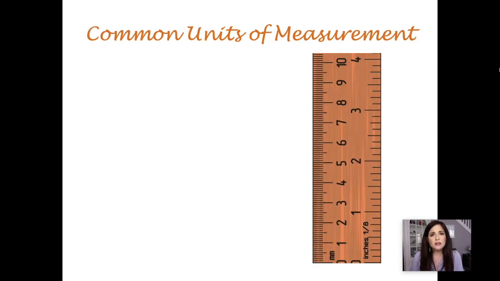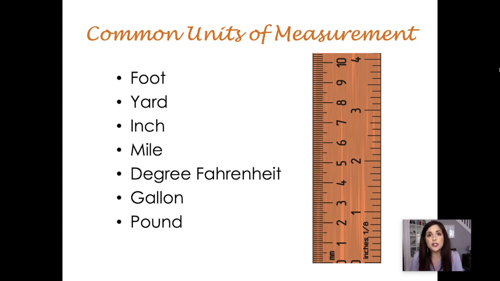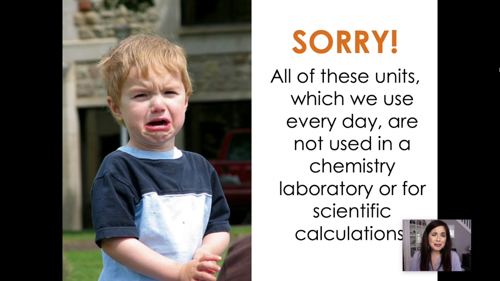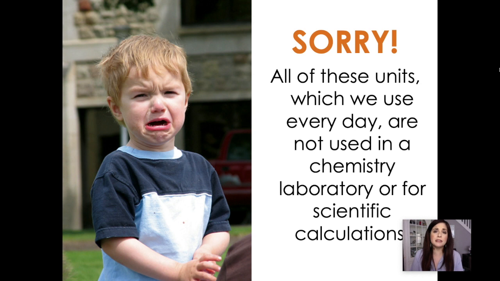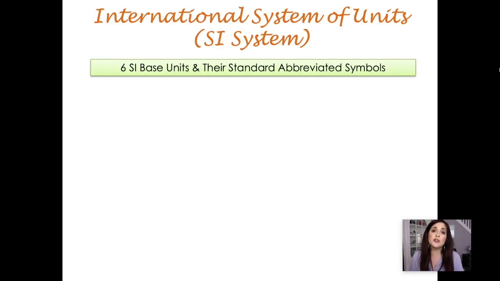In life, there are some very common units of measurement that you're very familiar with, and those are feet, yards, inches, miles, degrees Fahrenheit, gallons, and pounds. However, sorry, in chemistry class, we don't use these types of measurements. For some reason, Americans use all of these funky units of measurement, which really goes against what the rest of the world does. And in order to be consistent and to compare data from scientists in the United States versus scientists in other parts of the world, we use a common system of measurement, and that measurement is the International System of Units, or the SI system, and this is basically your modern day metric system.